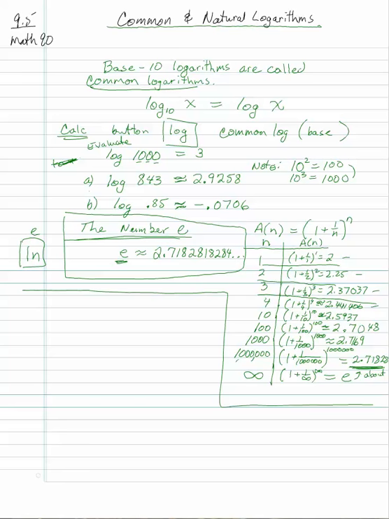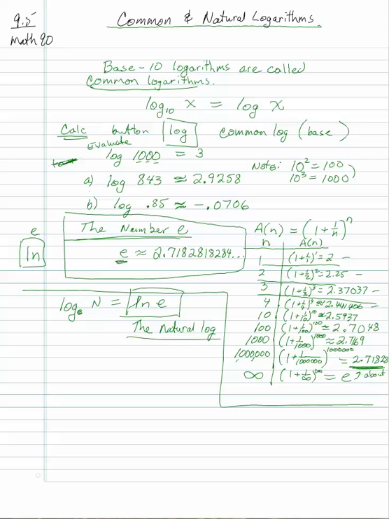Now, this is a number that occurs naturally, so that's why it's called the natural number. It occurs from exponential growth, so it's called the exponential number. A lot of stuff in nature that we study has this exponential growth, so this is called the natural logarithm. We use ln for the natural log. I usually write a script L. Okay, so that's the natural log.